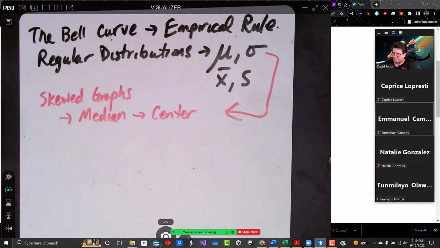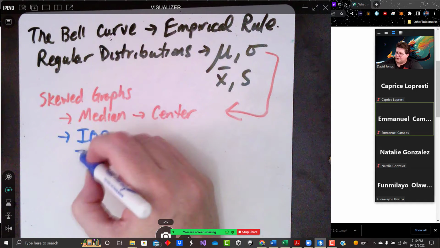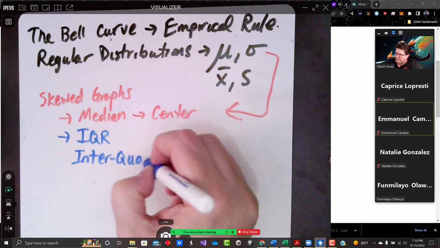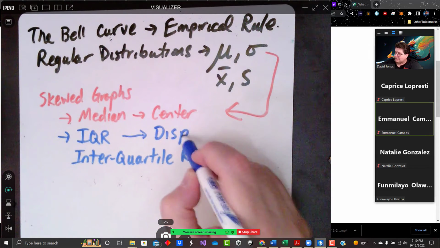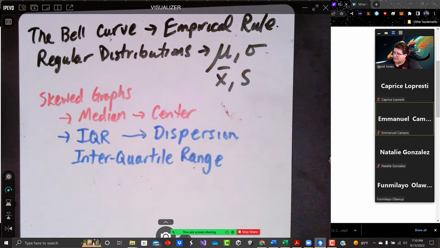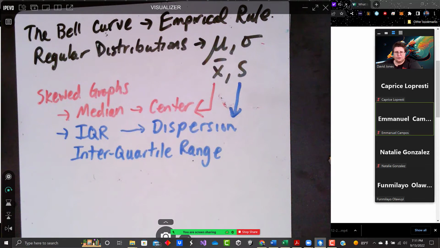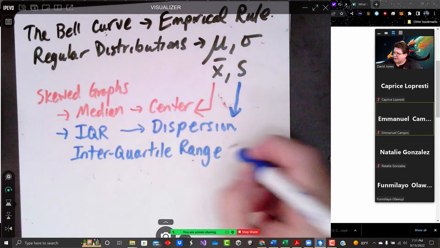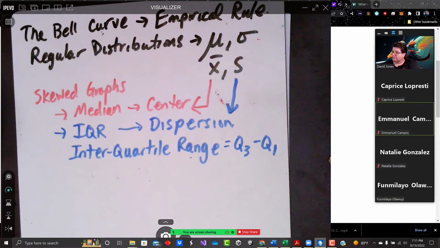And then we like to use IQR, which stands for interquartile range, as our measure of dispersion. I did this funny. The mu and x bar are center. The sigma and s are the measures of dispersion. It's called interquartile range. It's something StatCrunch does, and we'll show you that in a little bit. The IQR's value is Q3 minus Q1. And you're like, what is that? I'll show you.